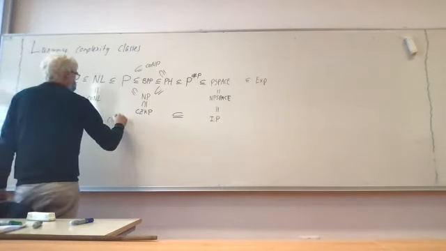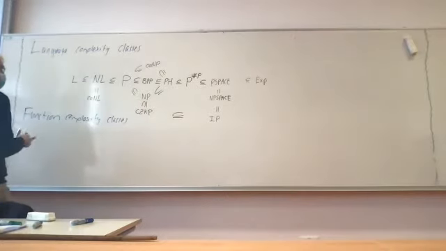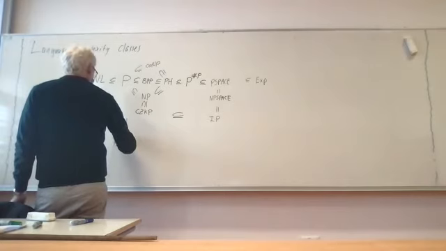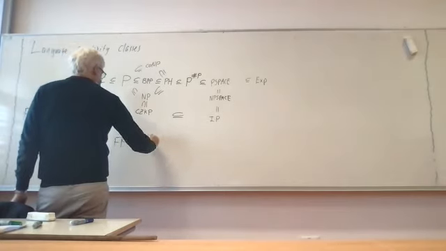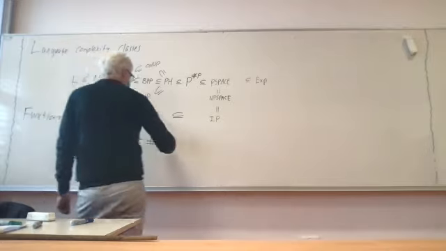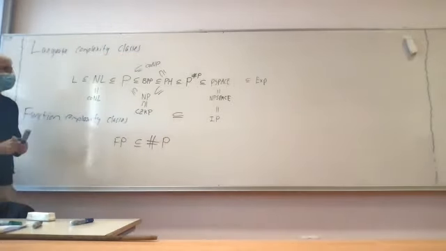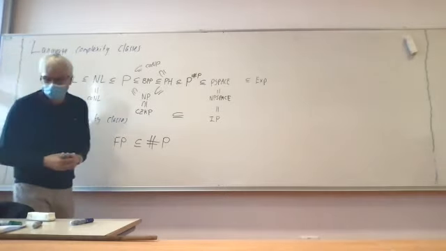And here we've done much less. So basically, we've just looked at two. We've got FP, which is the analog of P, and we showed that that's contained in sharp P, and that's essentially what we looked at. Okay.